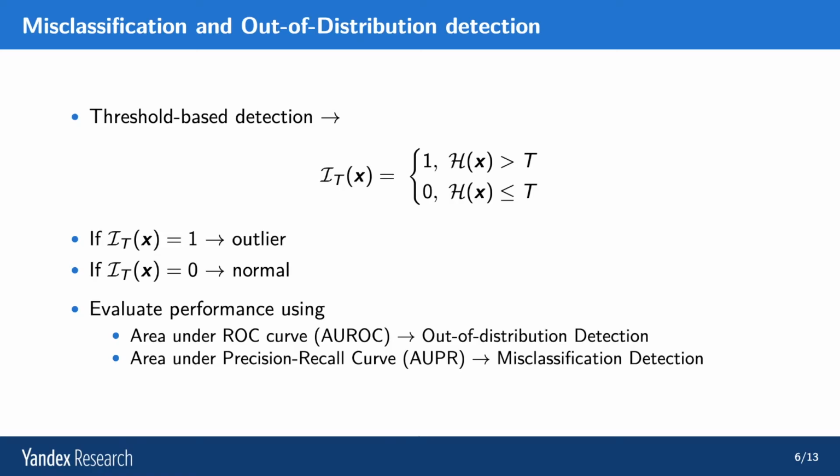Now, we evaluate performance on these tasks using area under an ROC curve. This is used for out-of-distribution detection, where we have balanced datasets, equal amounts of in-domain and out-of-domain. And error detection is typically assessed via the area under a precision recall curve.